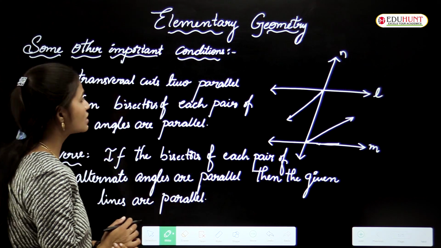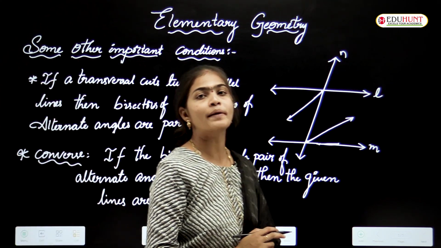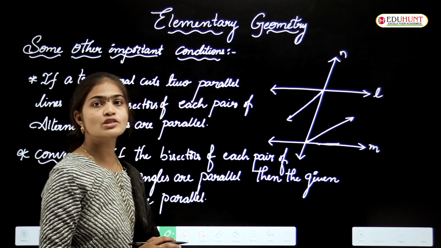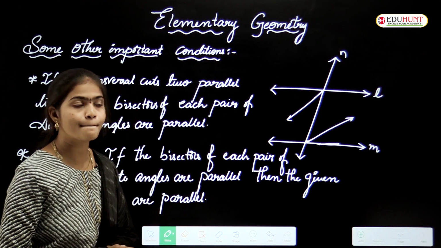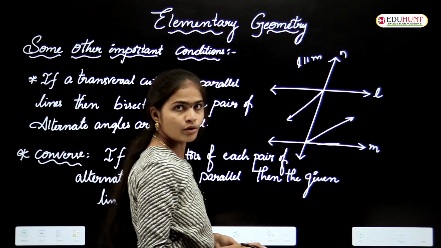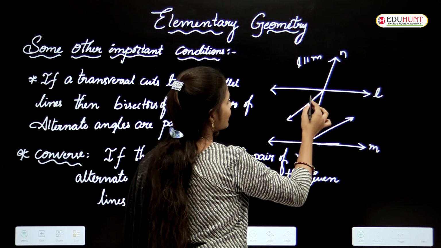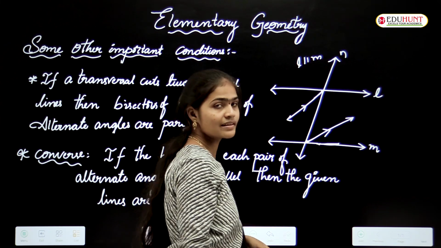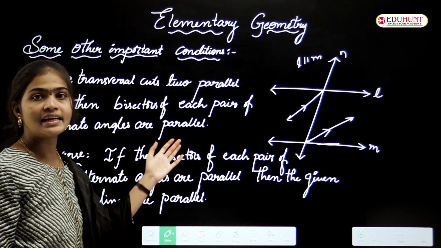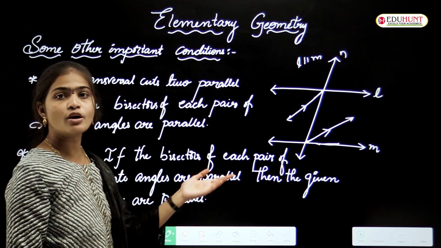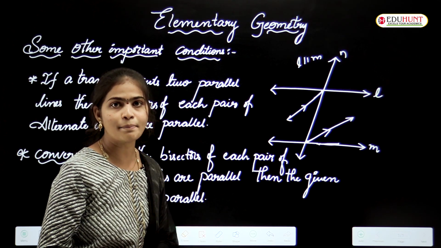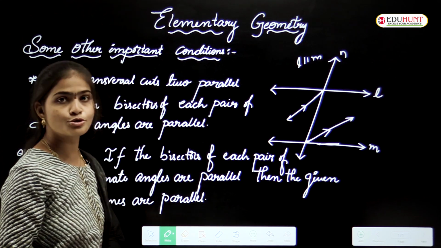Okay, once observe those two statements. If a transversal cuts two parallel lines, then the bisectors of alternate angles are also parallel. So if the condition L is parallel to M is given, then we can say that the bisectors of the alternate angles are also parallel. Okay, that is the first condition, and its converse is: if the bisectors of each pair of alternate angles are parallel, then we can say that the given lines are parallel. So this is about these two points.